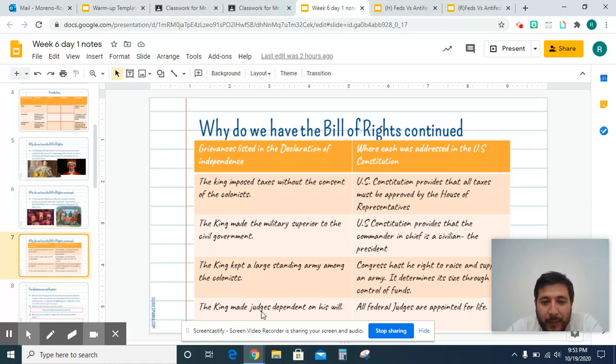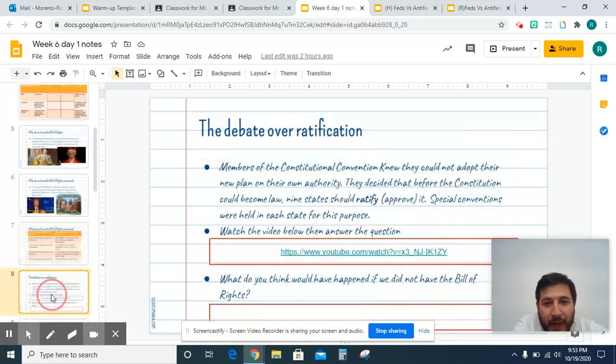And the last one, the king made judges depending on his will. So again, it's kind of like, why are they even there if the king has all the power? They are just ruling what the king wants for other people. It's basically like a hierarchy. So here's the king, and all the judges are just representing him, but he is the power. Okay, so let me go to the next one.